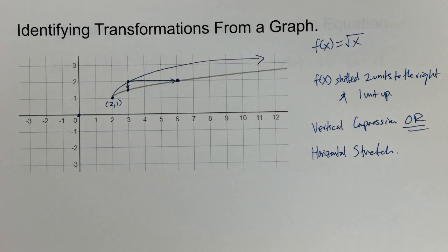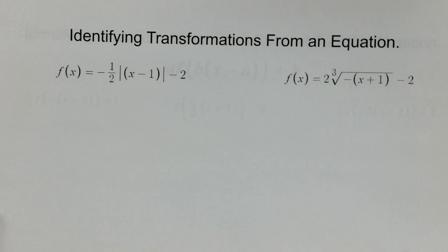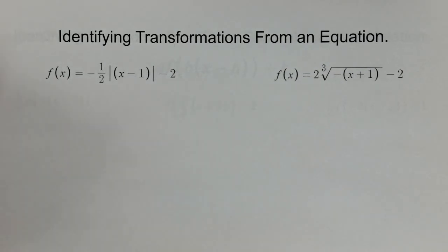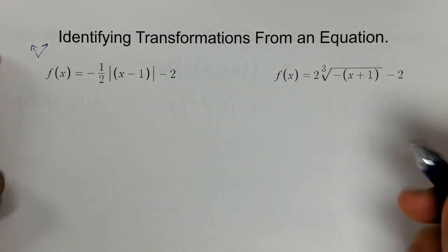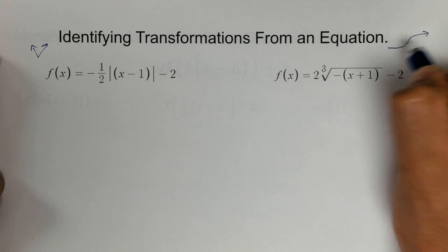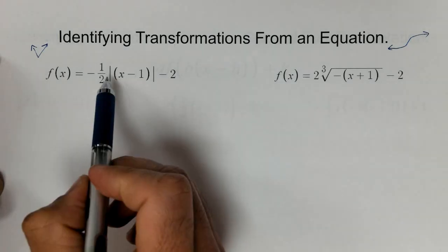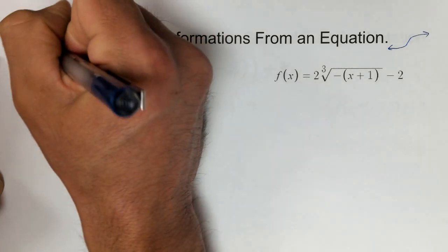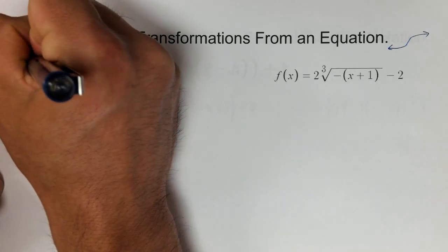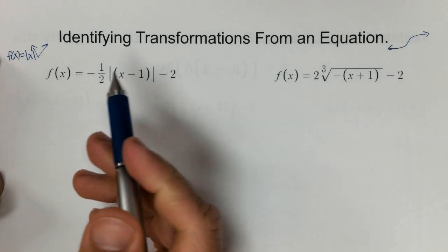Let's look at an equation. As you can see here, we have two equations. We have an absolute value, which creates a V, and we have a cube root, which creates this slanted S kind of looking shape. The original function, the most basic form of this equation, if I remove A, H, and K, is the absolute value of X. I could always graph the absolute value of X and compare it to see the changes visually.